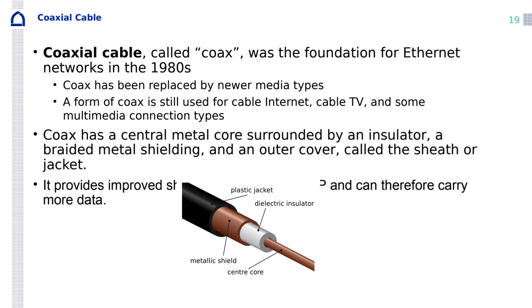The coax, you can look here, it has a center core, a thick cable. Then it is surrounded by an insulator, a braided metal shielding, and an outer cover. We call the cover the sheath or jacket.